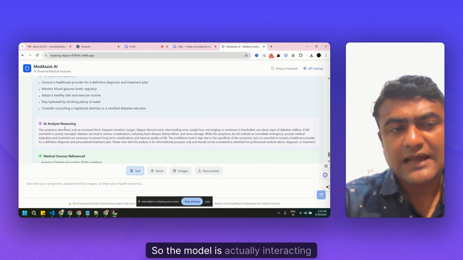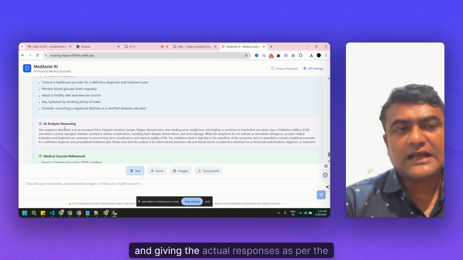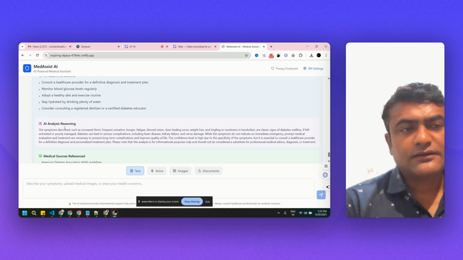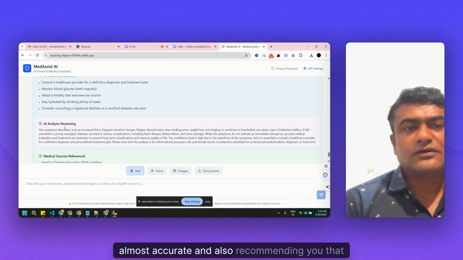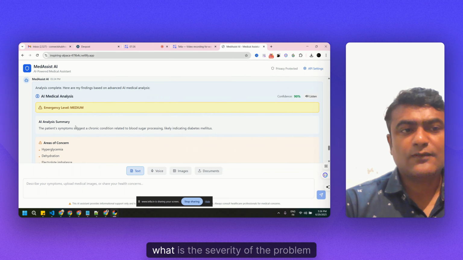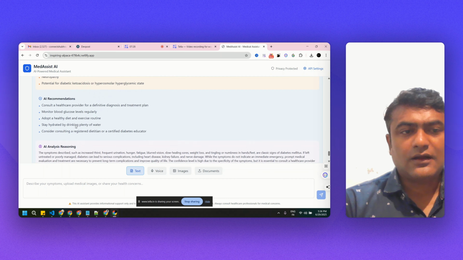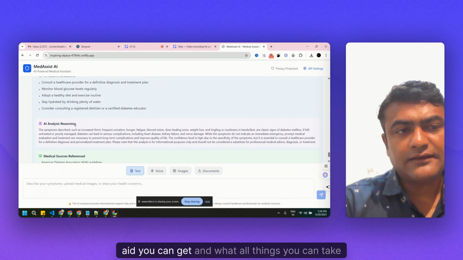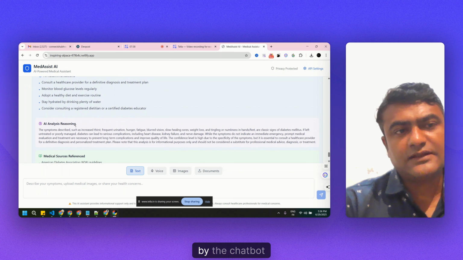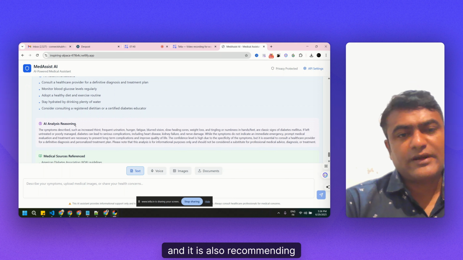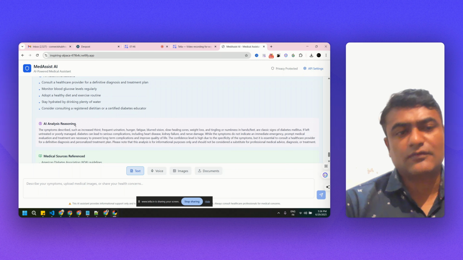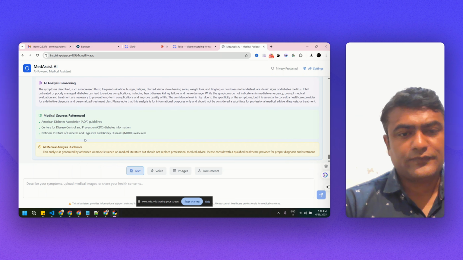So the model is actually interacting and giving actual responses as per the questions being asked, and its analysis is almost accurate. It also recommends what actions you can take, what the area of concern is, what the severity of the problem is, what type of medical aid you can get, and what things you can take care of. So it is a comprehensive analysis given by the chatbot, and it also recommends the proper diagnosis and what type of consultation a patient should go through.